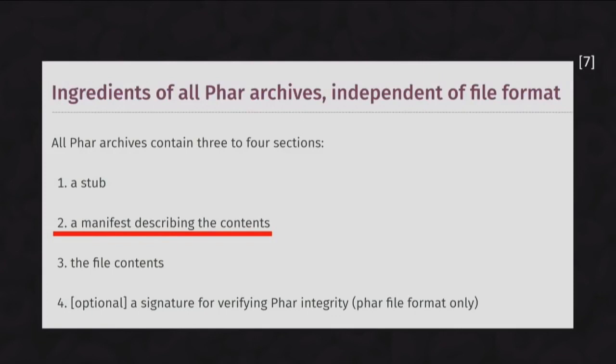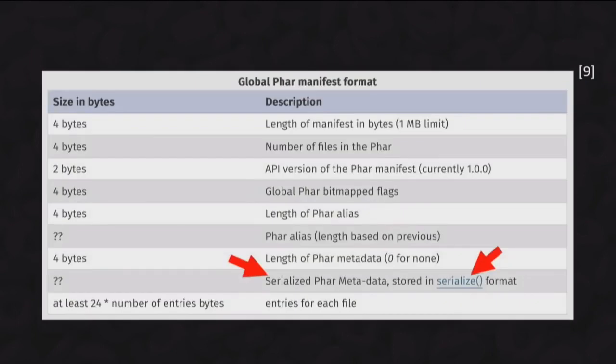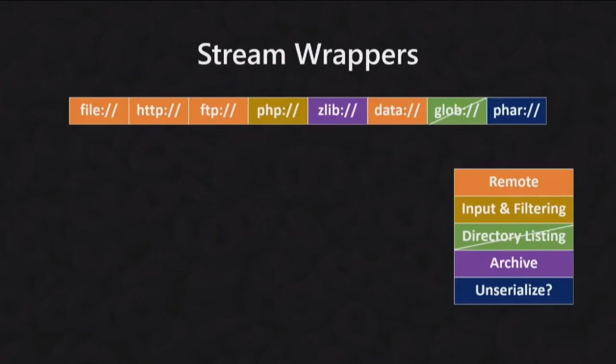But not wanting to be deterred, we look at the next element in all phar files, and it has something called a manifest. And there's another page in the manual which lists what's in a manifest. And there was one thing which immediately grabbed my attention. A manifest can contain serialized metadata, which is serialized in the standard PHP form. So again, I tried something stupid.